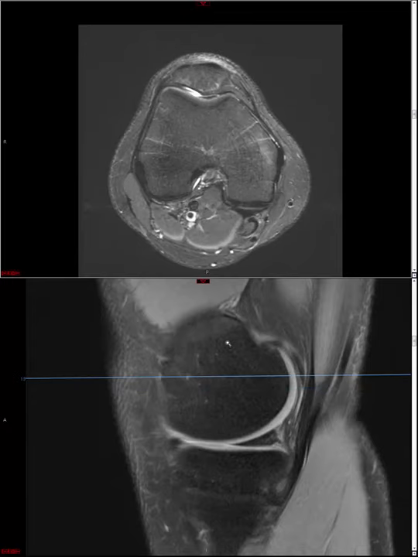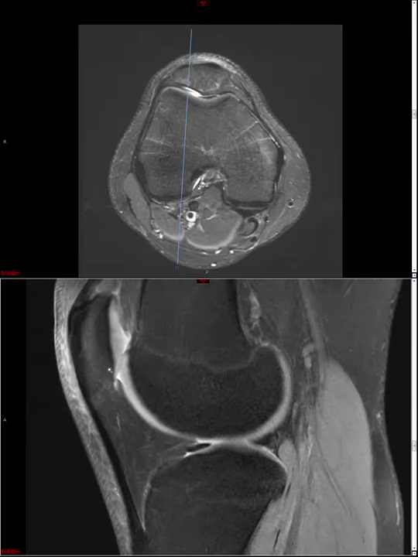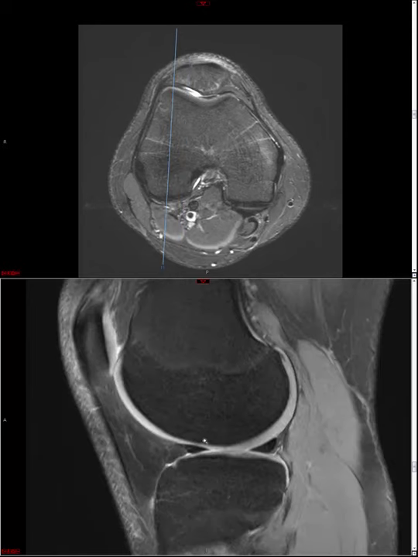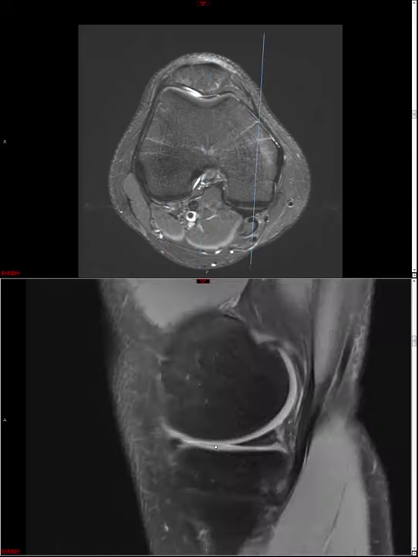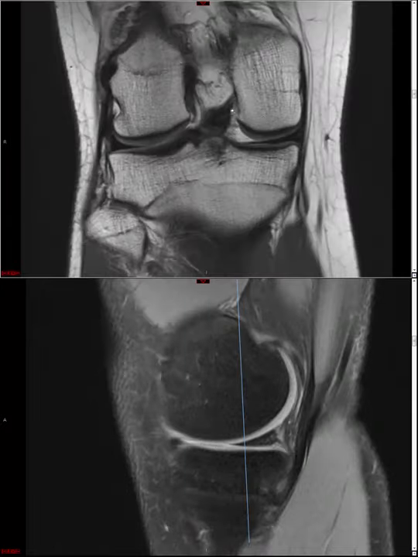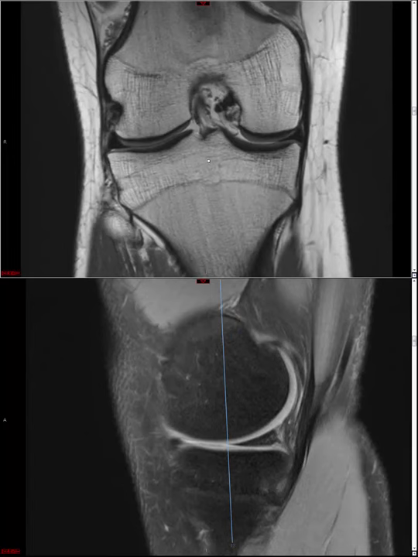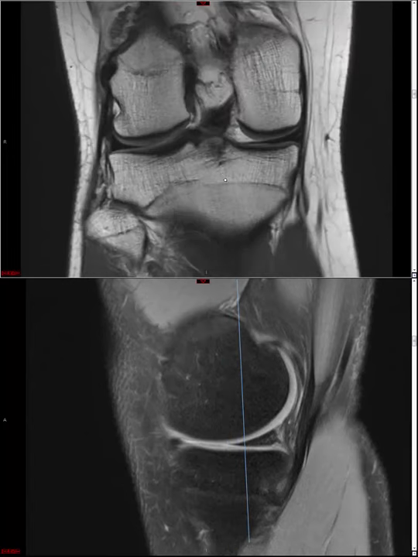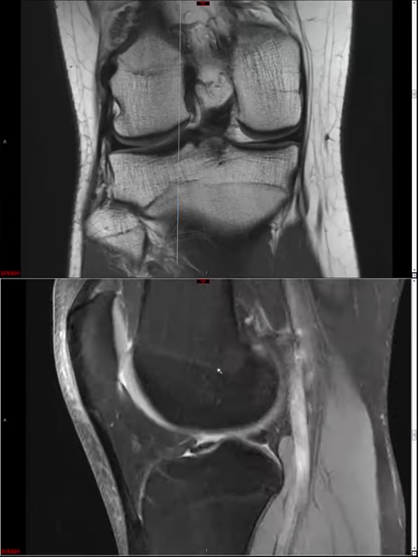So basically, the exercise we talked about going through the cartilage in the patellofemoral compartment, I do the same for the medial and lateral compartment cartilage. You'll find that for the medial and lateral femoral-tibial articular cartilage, the coronals and sagittals together work quite nicely to give you a good assessment overall of the cartilage.